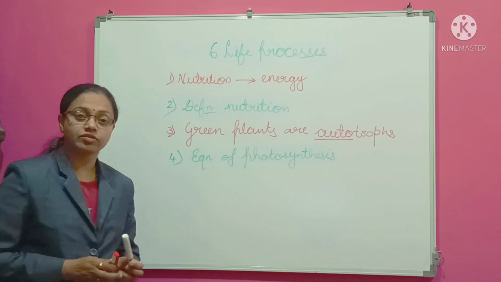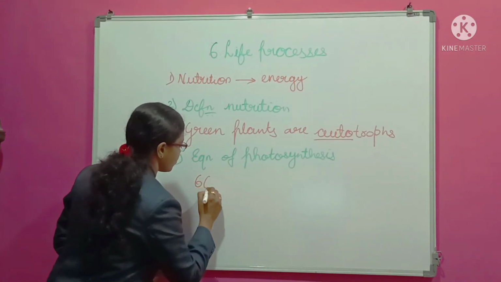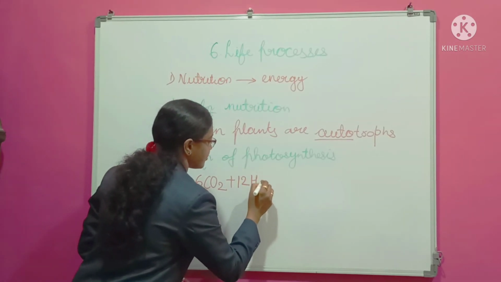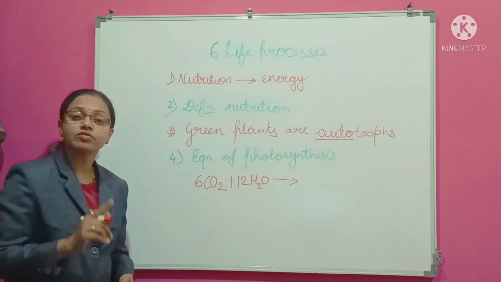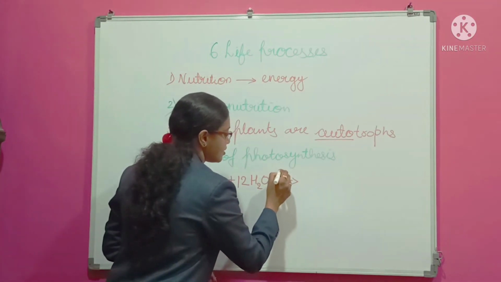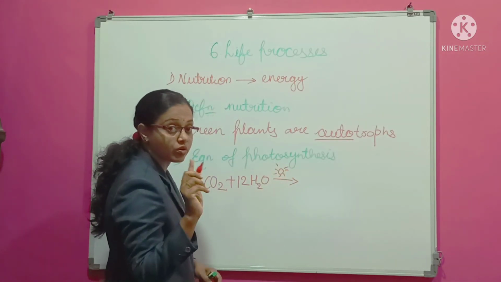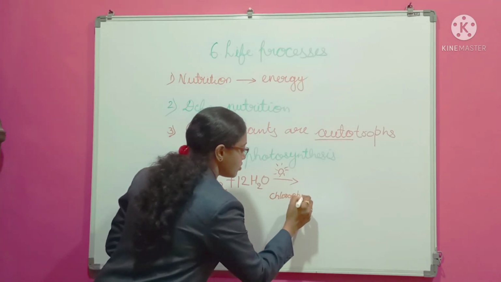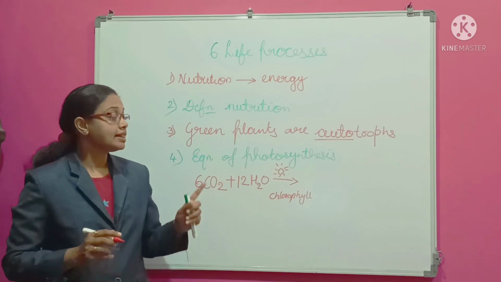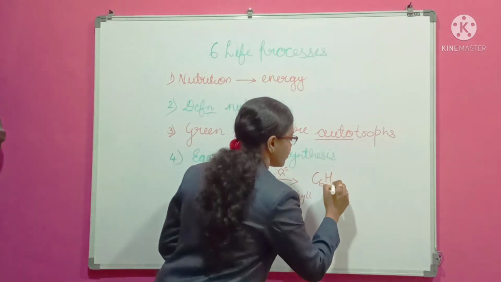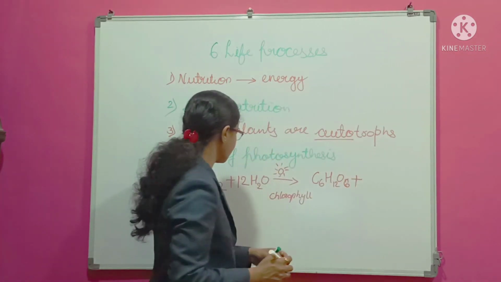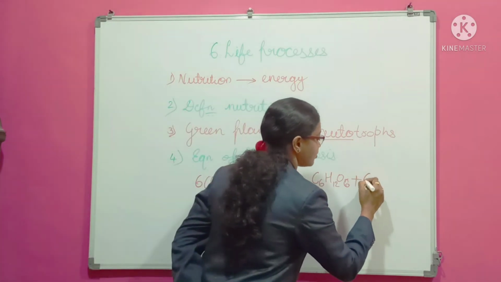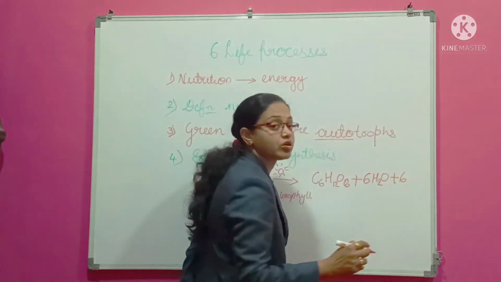Now let me make it clear. When 6 molecules of carbon dioxide react with 12 molecules of water, that is H2O, in the presence of sunlight and chlorophyll, they give glucose, that is C6H12O6, plus 6 molecules of water and 6 molecules of oxygen. You have to mention sunlight and chlorophyll here. I have drawn the symbol, but you are not going to draw any symbol.